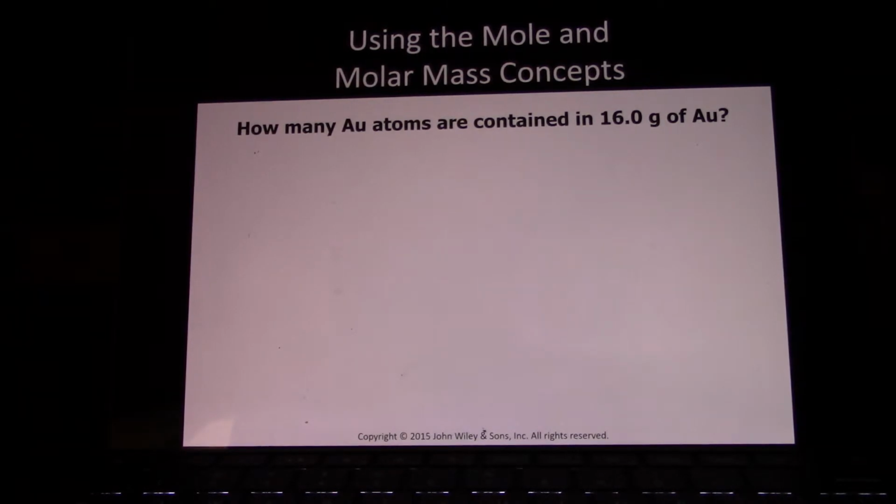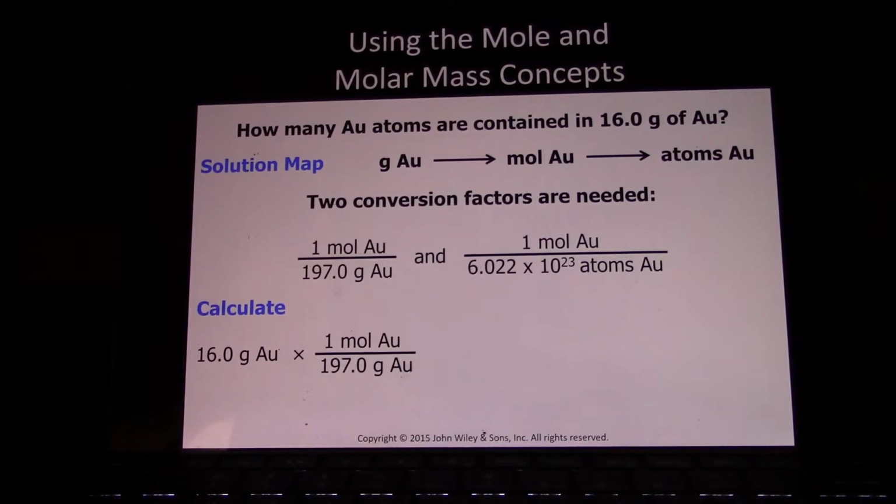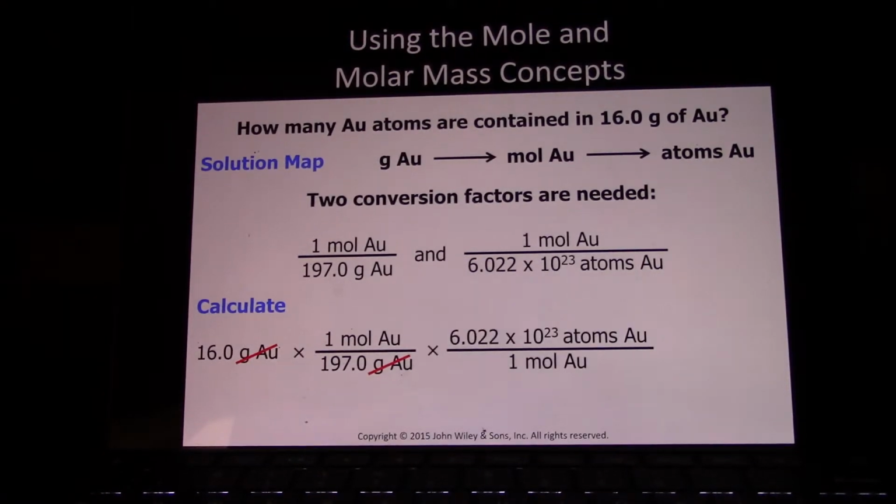How many gold atoms are contained in 16 grams of gold? Well, I find gold on my trusty periodic table, and it's 197 grams per mole. So I have 16 grams of gold times 1 mole of gold over 197.0 grams. And now they wanted atoms, so I have to convert moles into atoms. There are 6.022 times 10 to the 23rd atoms of gold in 1 mole of gold, giving me my answer.